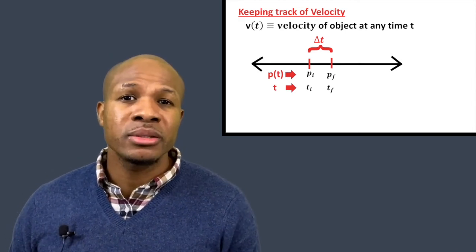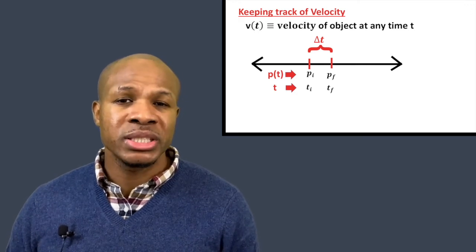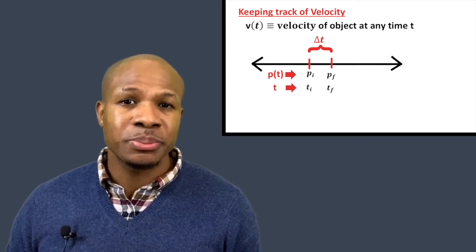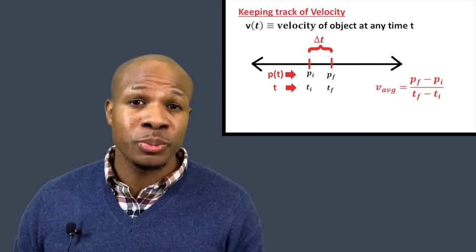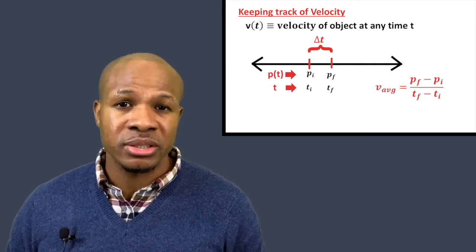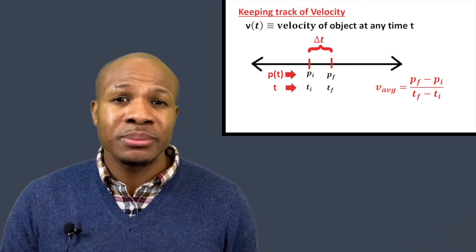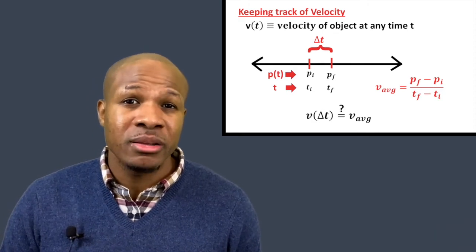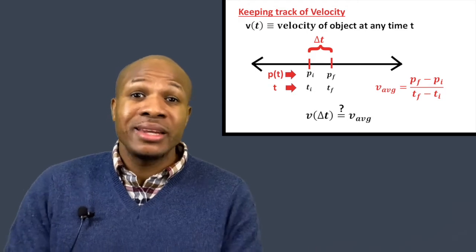So if I document 2 positions of an object, some initial position and some final position, I can calculate the average speed of the object by taking the difference between the final position and the initial position and dividing by the amount of time that separates these 2 positions. This is the average speed within the interval. It doesn't mean that the object was traveling at this specific speed throughout the entire interval.